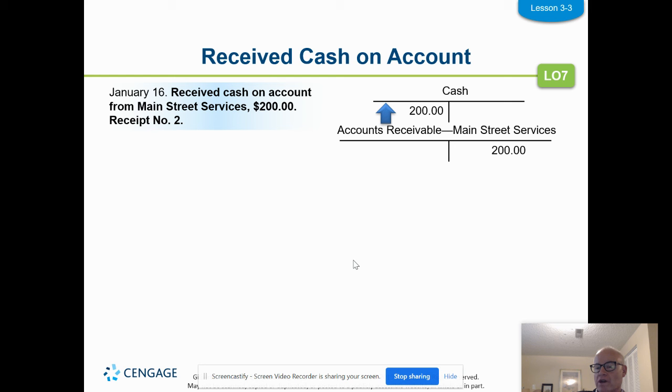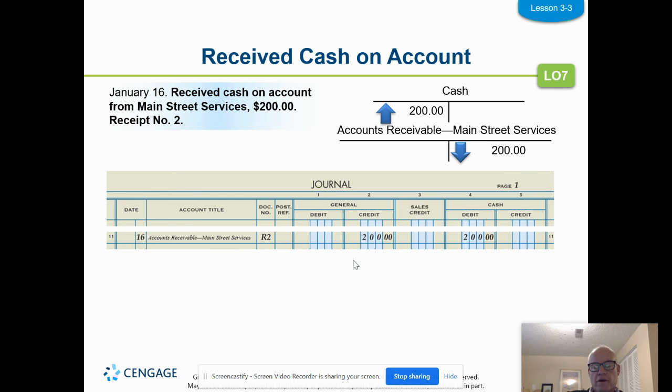Accounts receivable, Main Street Services, also is an asset. We're decreasing an asset. And like I've asked the class several times, if our accounting equation is assets equals liabilities plus owner's equity, and all the activity happened over on the left side, the asset side, what happened on the right side? Liabilities and equity. Nothing. Yes, nothing.